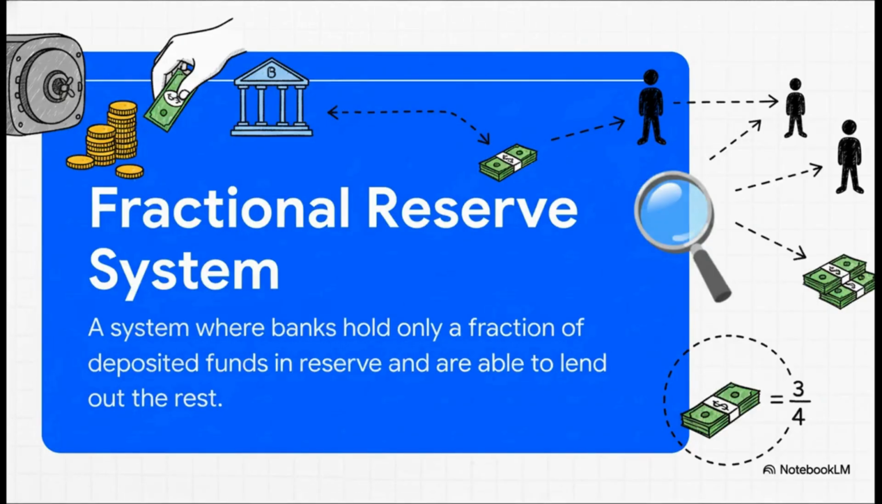The whole system is built on this principle called fractional reserve banking. And the name really says it all. When you deposit money into a bank, the bank is legally required to hold only a fraction of that money in reserve. They can keep it as cash in the vault or on deposit with the central bank. The rest of it, the majority of your deposit, it doesn't just sit there. The bank is allowed, and in fact, it's incentivized, to lend that money back out into the economy.